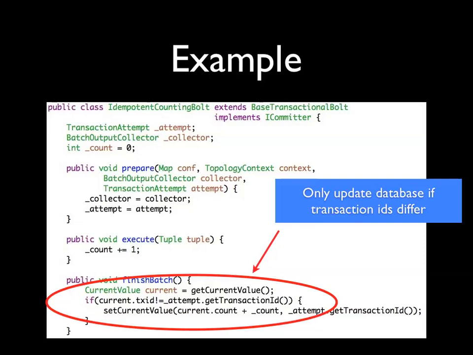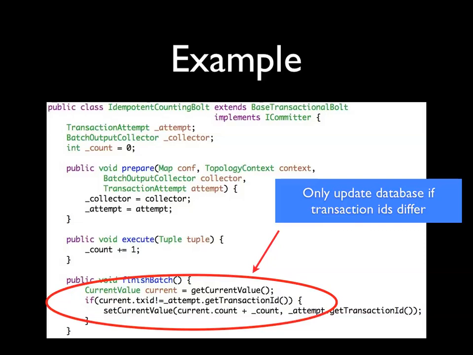Okay, so the way finishBatch works is that it's called during the commit phase. What it does is it gets the current value out of the database. And then rather than store just the count in the database, you store the count and the latest transaction ID associated with updating that count. So you store not just the count, but actually a pair of values. And rather than just blindly update the count, you only update the count if the transaction ID in the database is different than the transaction ID of this batch. If they're different, you go ahead and increment the count. If they're the same, you do nothing.